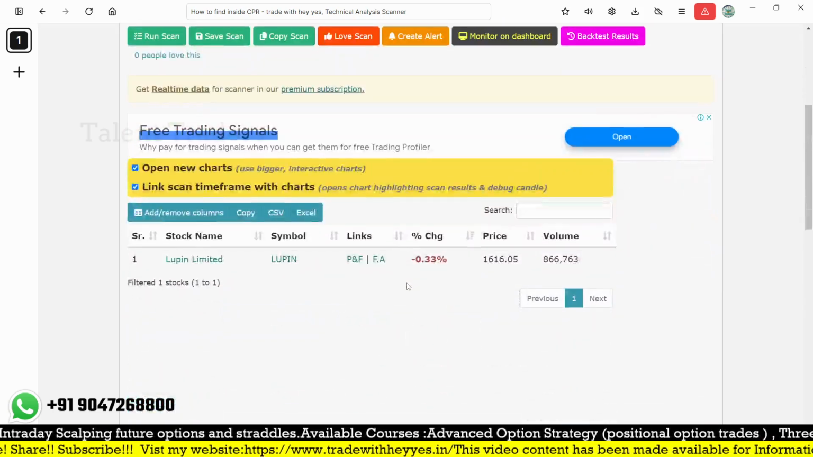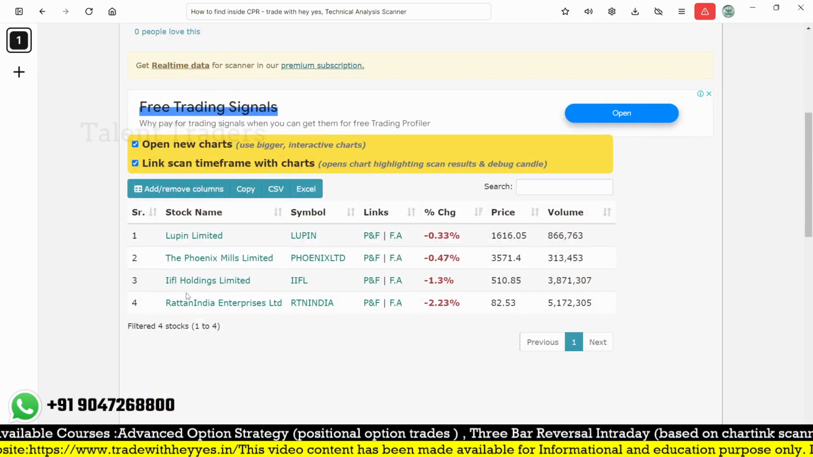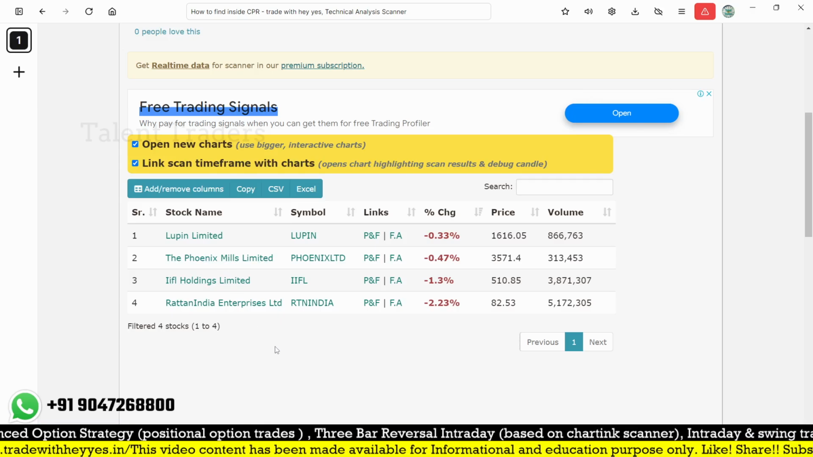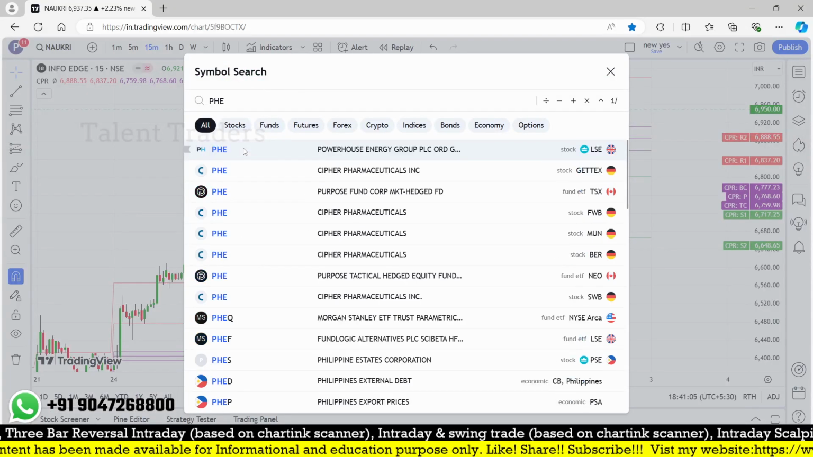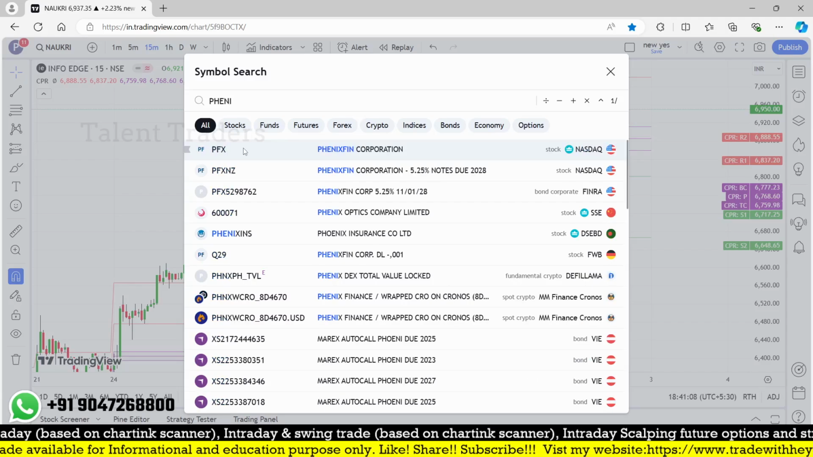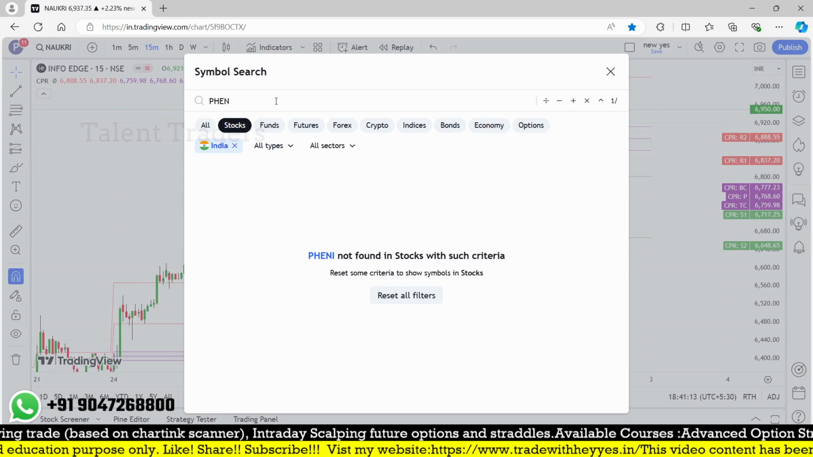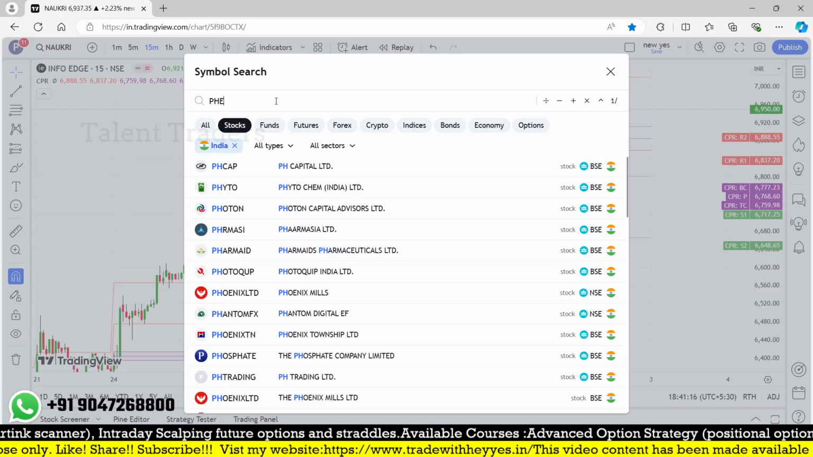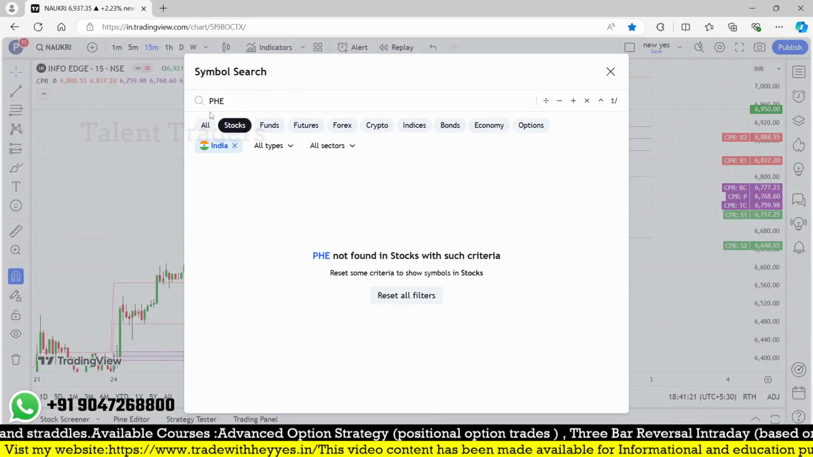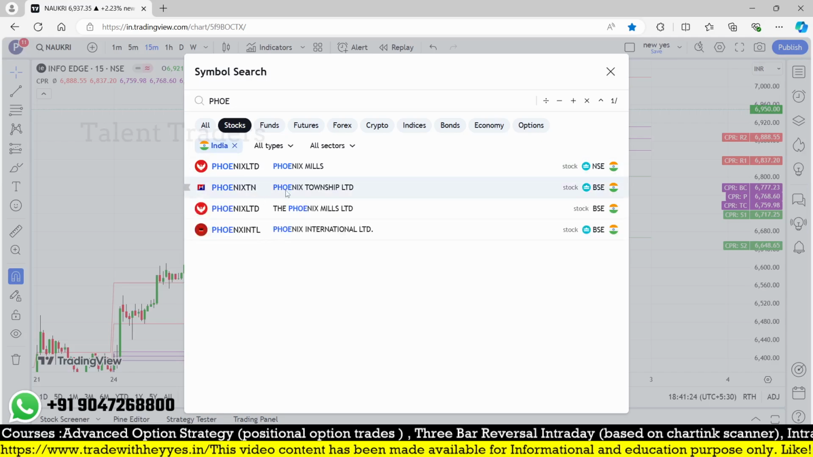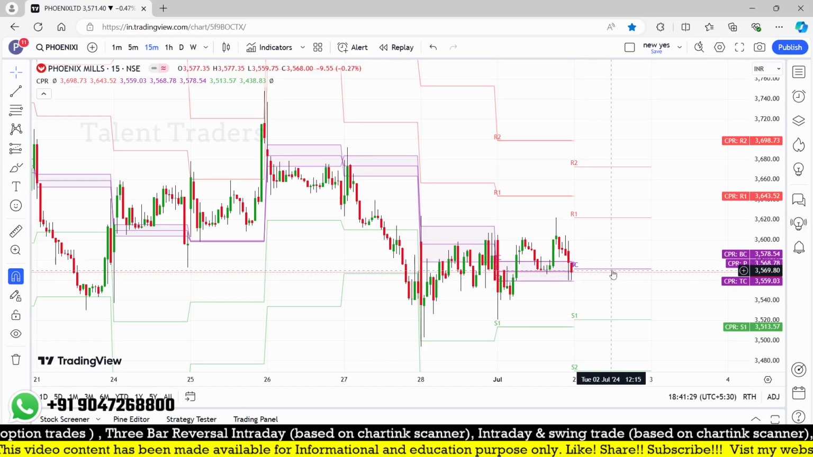So as of now we have only one stock, and let me check by changing to Nifty 500, there would be many stocks. So see, these are all the stocks, but I'm just looking for Phoenix Mills. Let me check. What is the name? PHOE. Yeah, this would also be narrow CPR. So comparing to the next day, it's very tight.